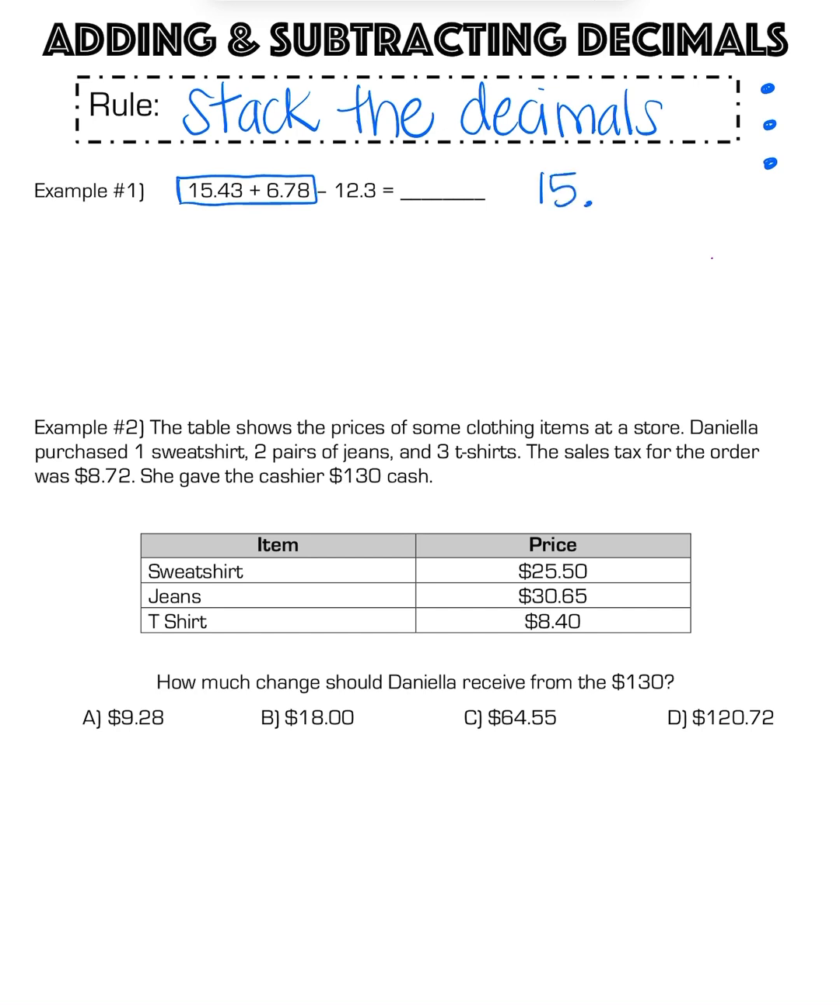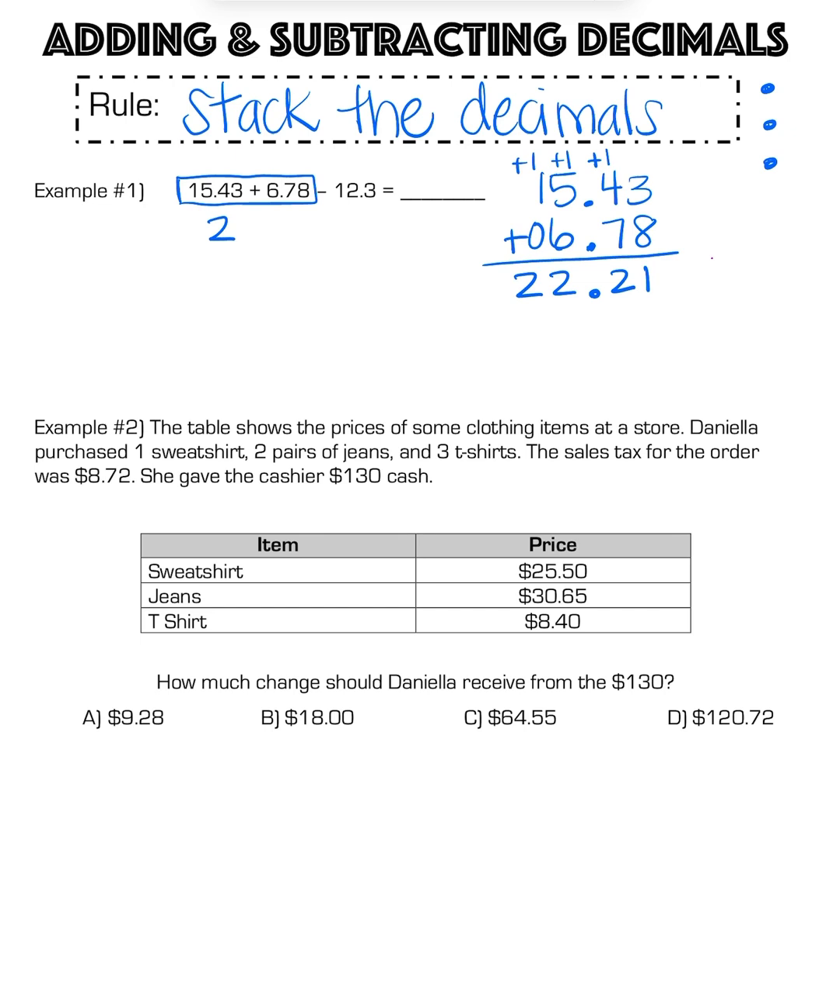So I have 15.43. Notice I make a nice bold decimal, and I'm going to add 6.78, and I'm just going to fill that gap with a 0. So now my decimals are nice and lined up, and I can go ahead and bring that decimal straight down in my problem. I am adding, so 8 plus 3 is 11, carry my 1. 1 plus 4 is 5, and 5 plus 7 is 12, carry another 1. 1 plus 5 is 6, and 6 plus 6 is 12, carry another 1. And 1 plus 1 is 2.